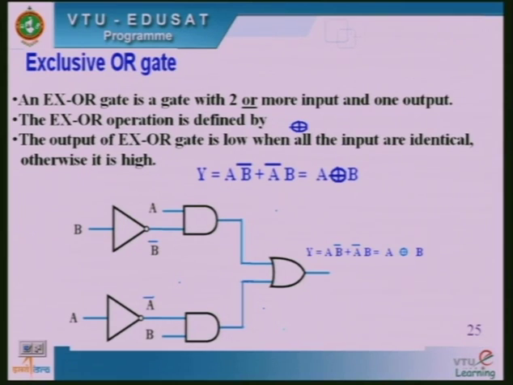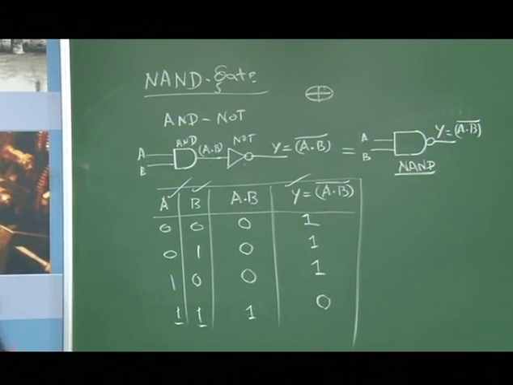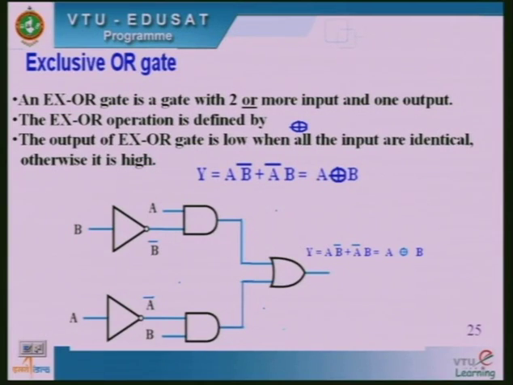Next, exclusive OR gate. Exclusive OR gate is a gate with 2 or more inputs and 1 output. The XOR gate operation is defined by a symbol representation like a circle with plus mark. So that is this symbolic representation we are going to write like this whenever we write that exclusive function, then it is indicated with such kind of a circle with a plus mark within that circle. The output of XOR gate is low when all the inputs are identical, otherwise it is high. So with the equation, how it is possible for us to explain that, let us see.